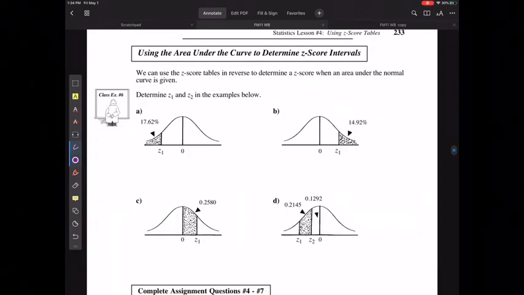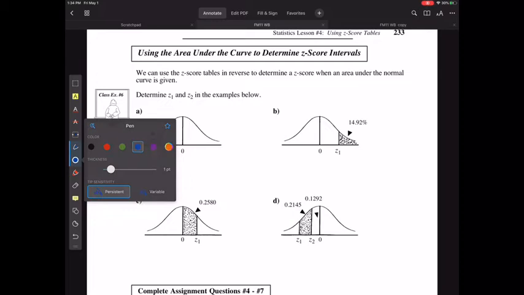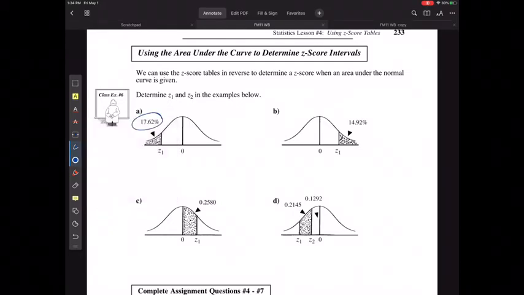Now, the last skill we need to have is we need to be able to find what the z-score is based on the area. So in this case, if it says that I have an area of 17.62%, I'm going to first start by turning that percentage into a real number. I'm going to say that that is going to be the area of z1 is equal to divide that by 100, and I get 0.1762.